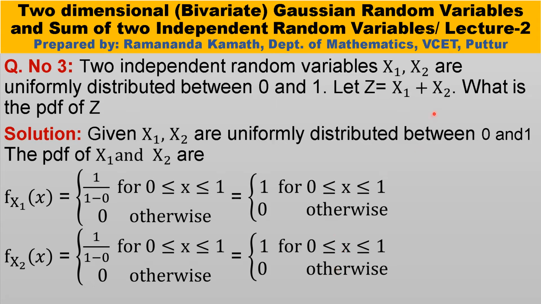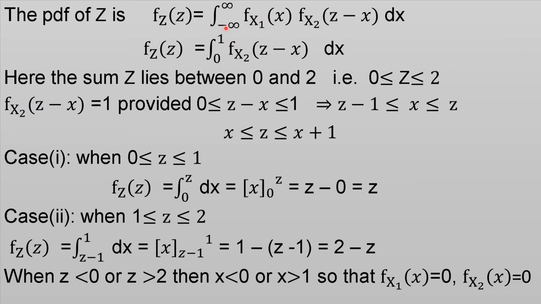So we have the probability density function of x1, probability density function of x2. We are asked to find the probability density function of the sum x1 plus x2. That means the probability density function of Z, where x1 and x2 are two independent random variables, and the probability density function of the sum of two independent random variables is nothing but the convolution of the probability density function of x1 and the probability density function of x2. So the probability density function of Z is given by the integral from minus infinity to plus infinity fx1 of x into fx2 of z minus x dx.